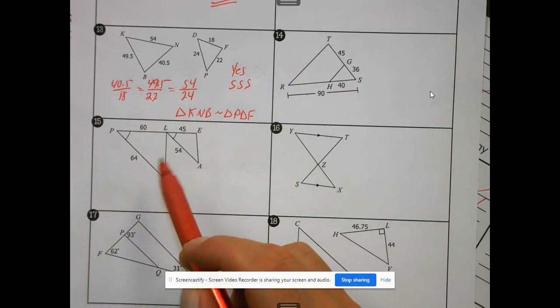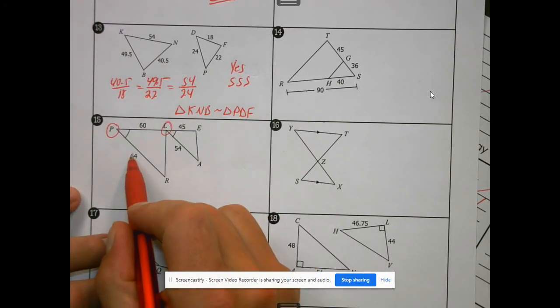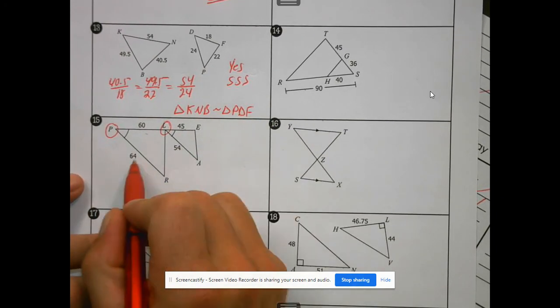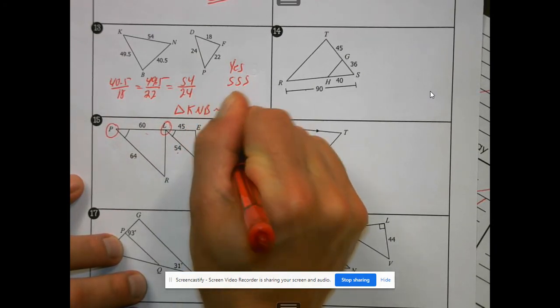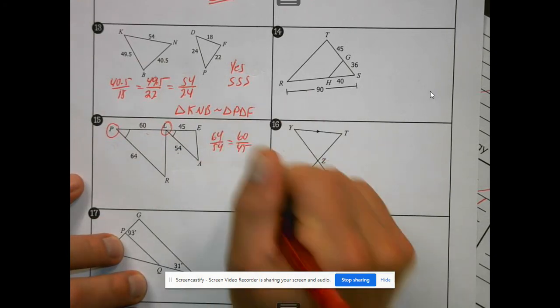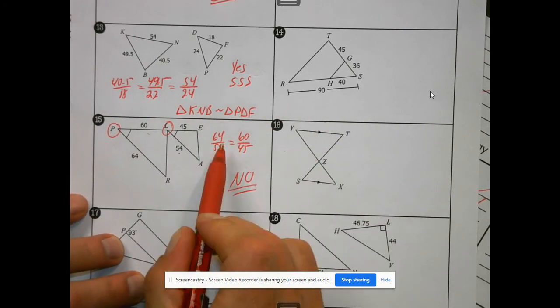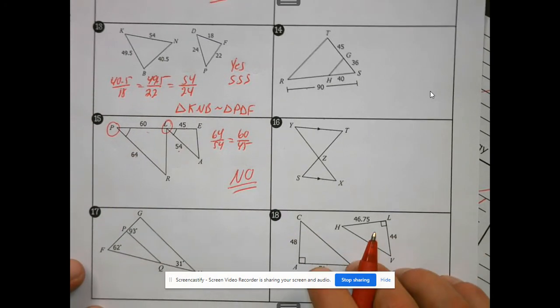Okay, if I'm looking at 15, it looks like it might be side, angle, side. I've got the included angles, but now I gotta see if my sides actually match up here. So I'm gonna go 64 over 54. Does that match up with 60 over 45? Nope, they don't. If you divide top by bottom on both these, that does not come out to be the same. Sides are not in proportion.